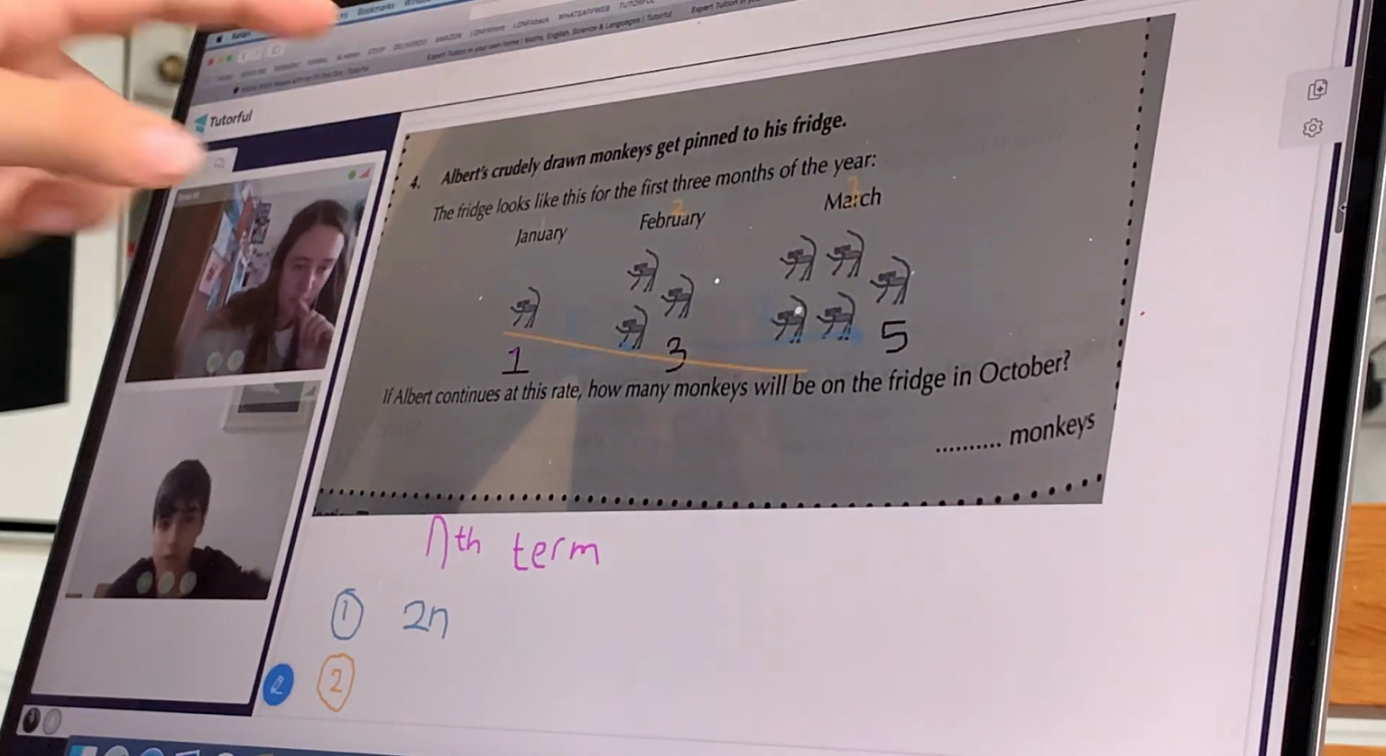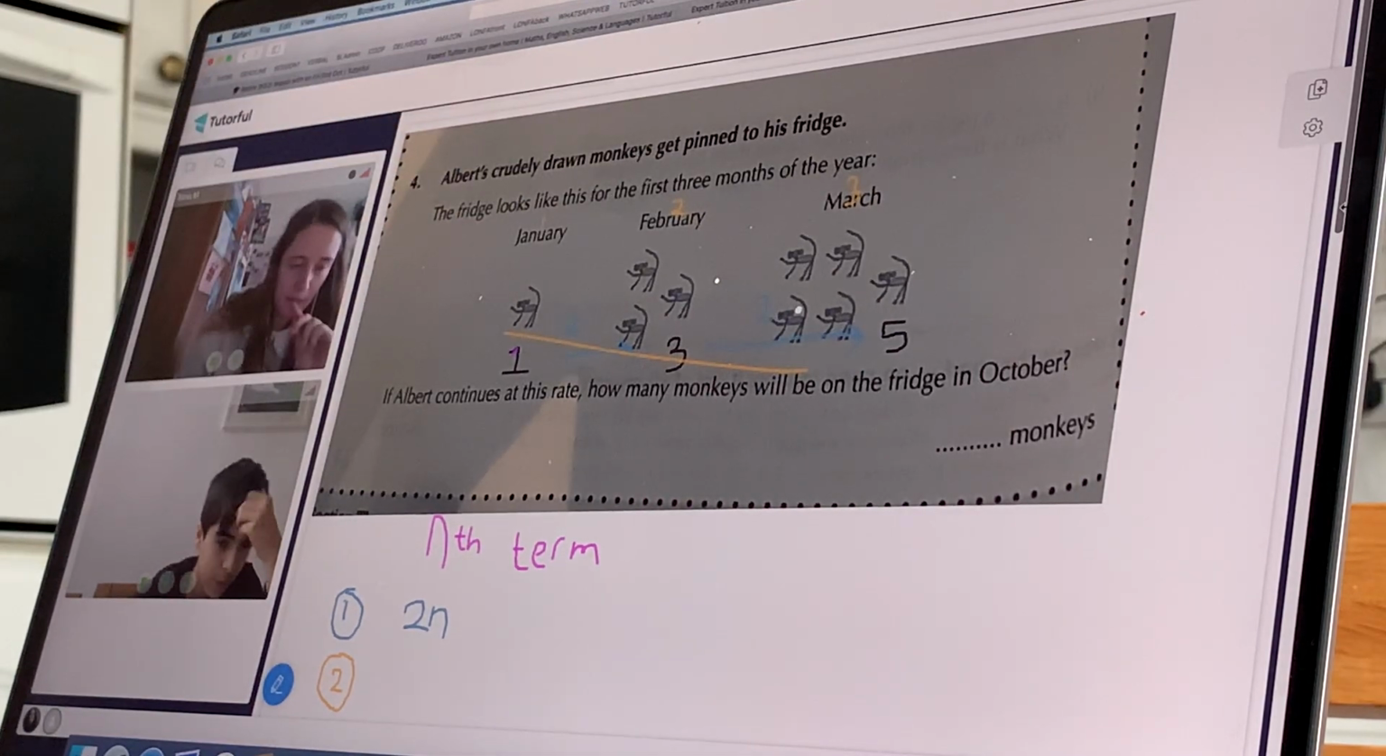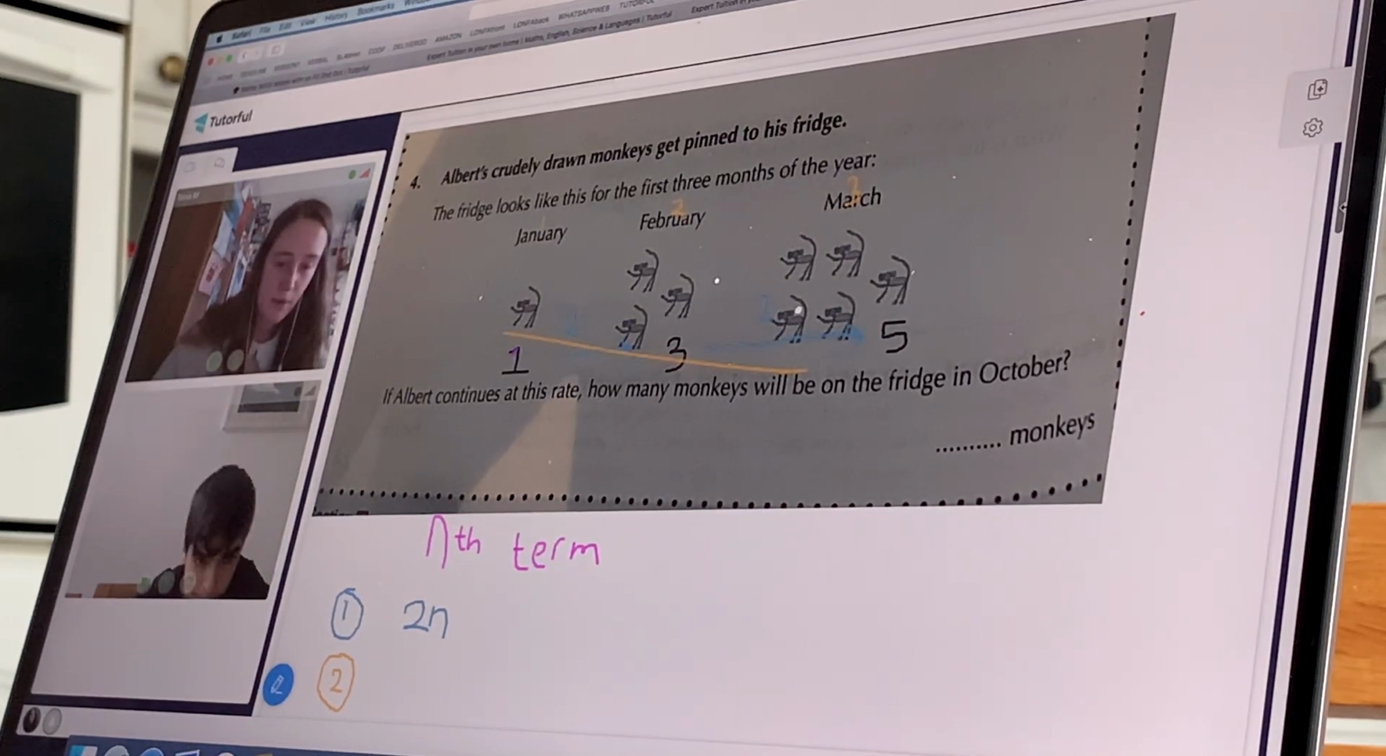So term 2 is going to be 3n? Not quite. We say the difference between terms is 2, which gives us this 2n. What we need to do now is make this make sense.